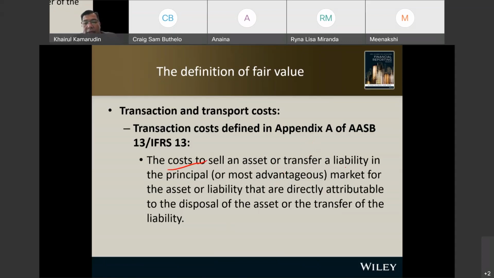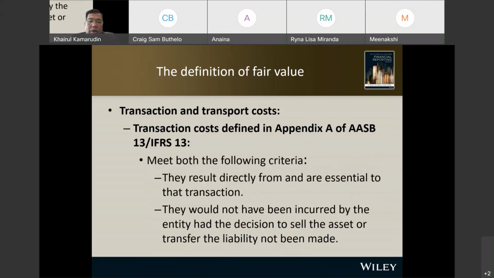Or transfer liability in the principal market, costs that are directly attributable to the disposal of the asset or transfer of the liability. For example, I told you we're going to sell our building for 150 million, but we have some cost involved there, 15 million. So this is the cost to sell. This is the fair value. After deducting the cost to sell, the value will be 135 million. This is fair value less cost to sell, including maybe the transportation and transaction costs involved.